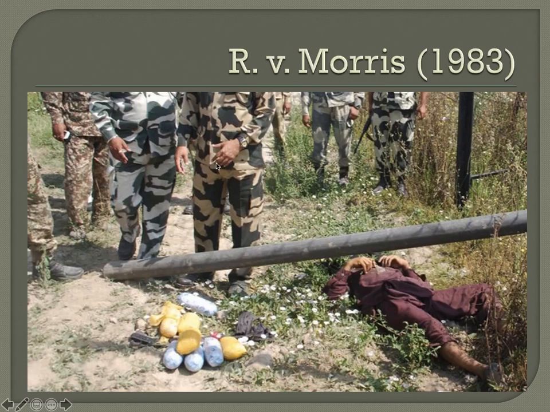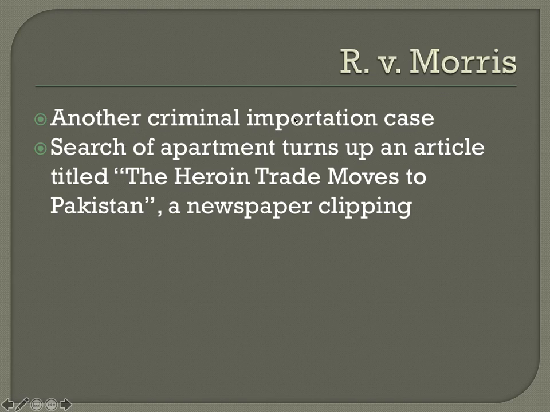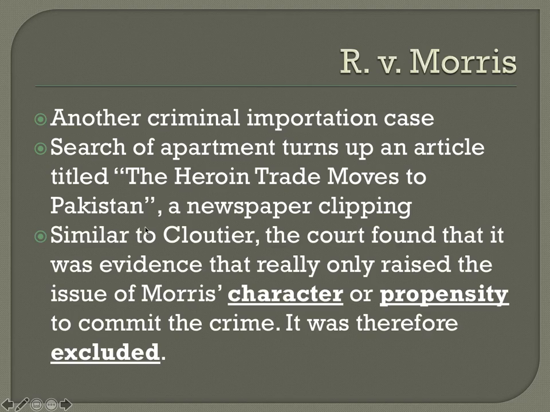All right, let's look at another case. This is from 1983, another criminal case, the case of the Crown versus Morris. And in the case of the Crown versus Morris, it was a case dealing with importation, not of marijuana, but of heroin. And in this case, when they searched Morris's apartment, they found a newspaper article that he'd cut out of the newspaper about the heroin trade moving to Pakistan. And they wanted to introduce this in evidence.